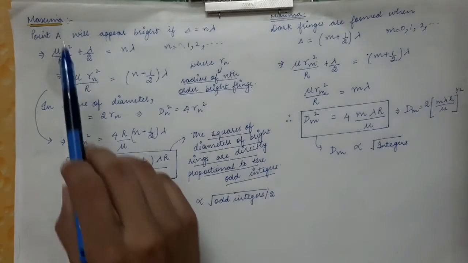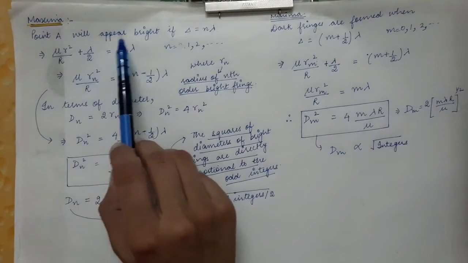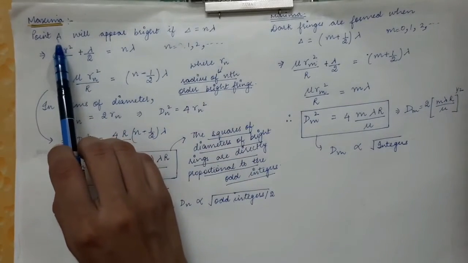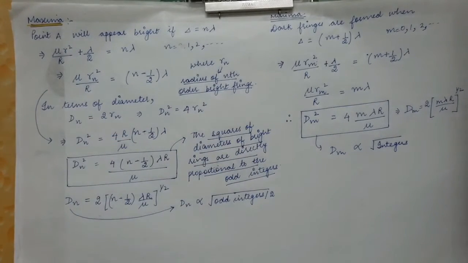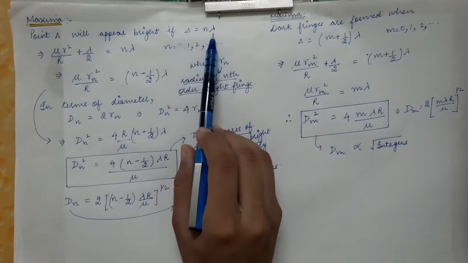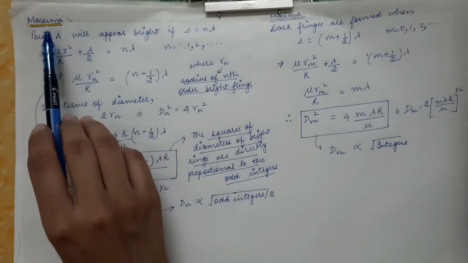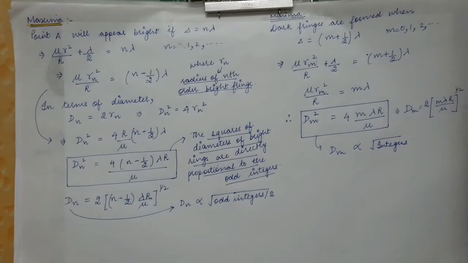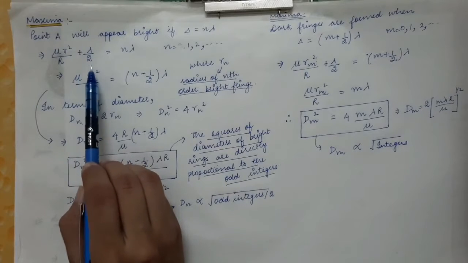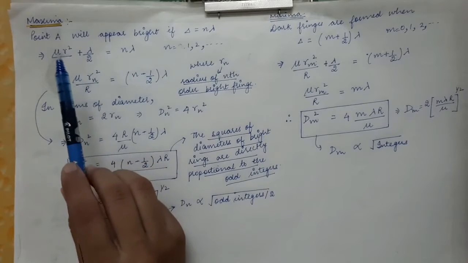Now for the case of maxima, the point A that we had shown in the last diagram will appear bright if the path difference between the light rays reflected at point A and point A prime is n lambda. So the circular fringe obtained corresponding to this point will be a bright circular fringe. So the optical path difference is mu r square by capital R plus lambda by 2, and if it is equal to n lambda, then we will get a maxima.